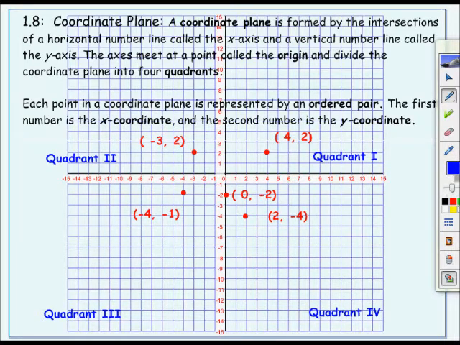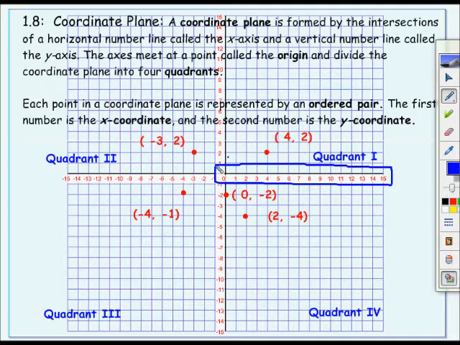Now, if you're looking at a coordinate plane, the part that you're most familiar with is this part here that's actually a number line. That's going to be quadrant 1. And you can think about that as the first thing that you learn, positive numbers.